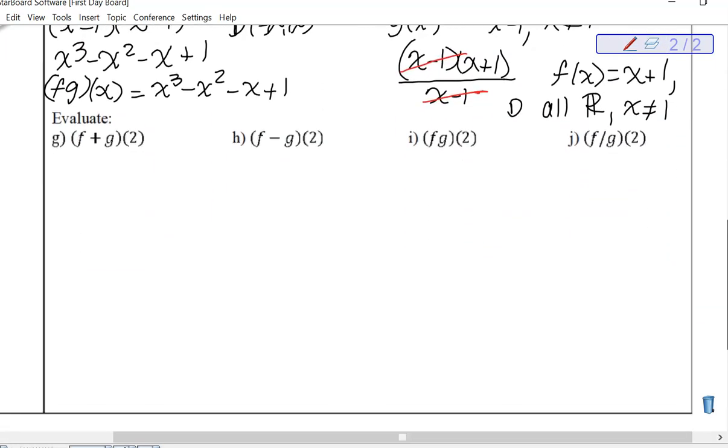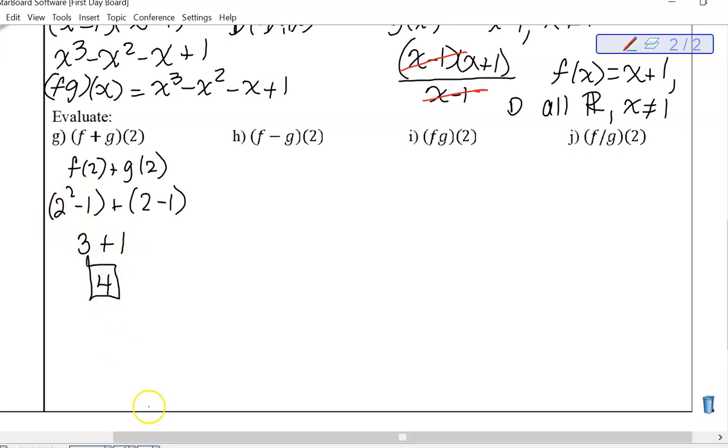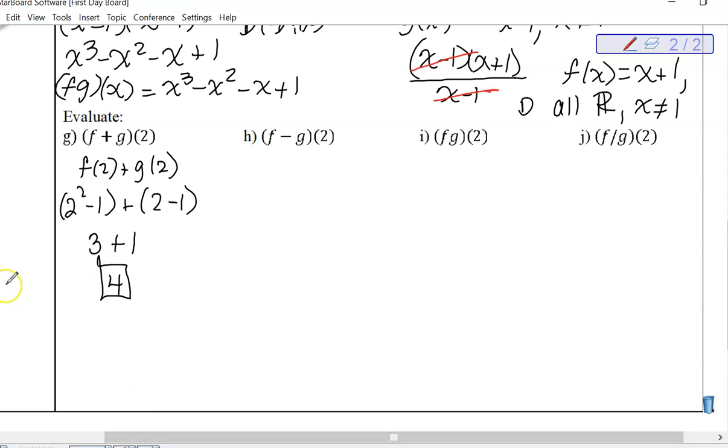Okay, lastly, we are almost done. I don't think you need me for this. (f plus g)(2) is the f of 2 plus the g of 2. So basically, you're plugging in a 2, right? So that'd be 2 squared minus 1 plus 2 minus 1, or 3 plus 1, right? It's 4. 3 plus 1, did I say minus?